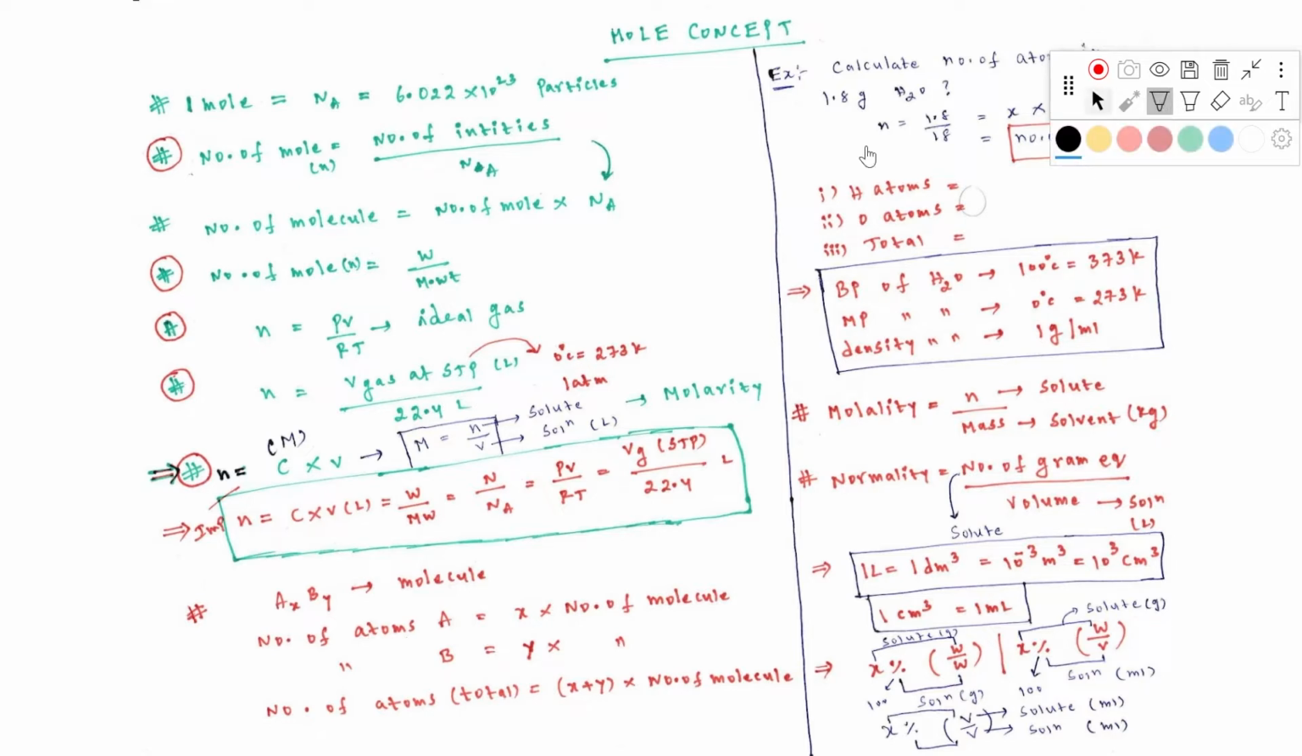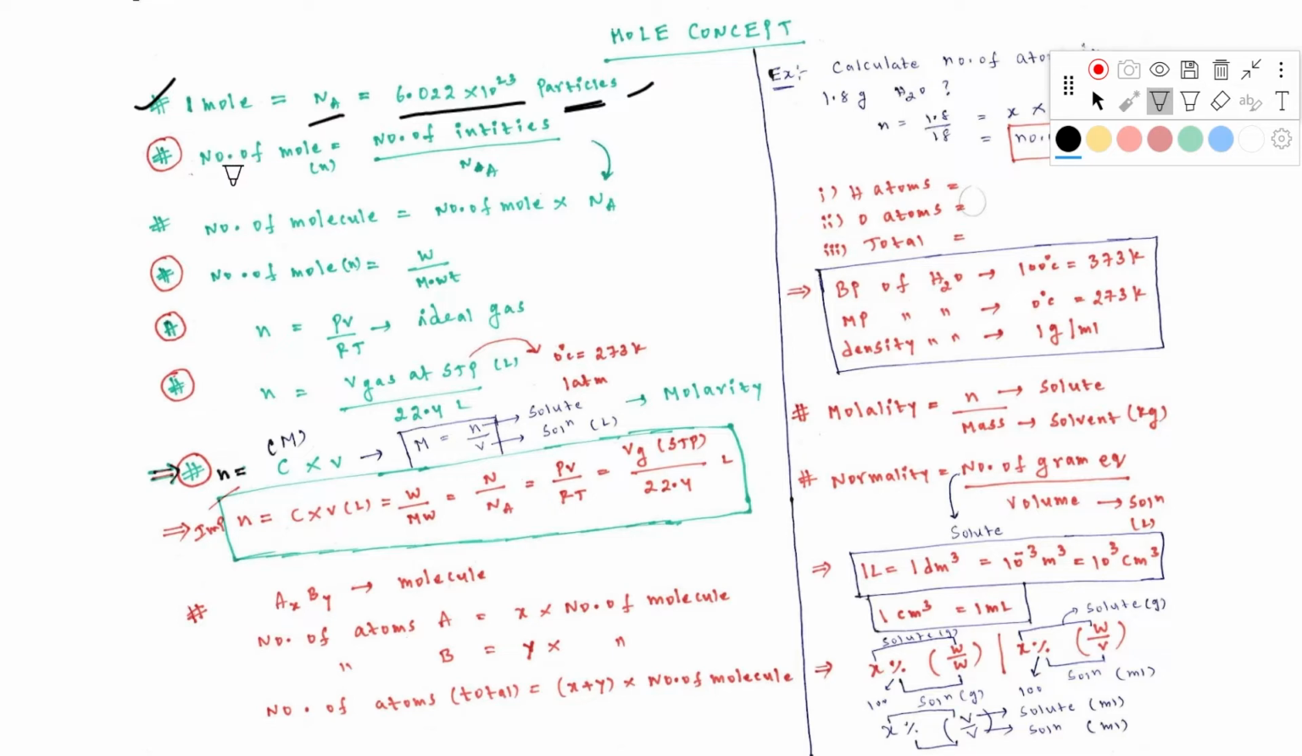Here in the mole concept, the first important formula I have given here is 1 mole equal to Avogadro number of molecules or Avogadro number of particles, that is equal to 6.022 into 10 to the power of 23 particles. Particles means molecules, atoms, ions or anything, right? So 1 mole equal to 6.022 into 10 to the power of 23 particles. This is the first formula.